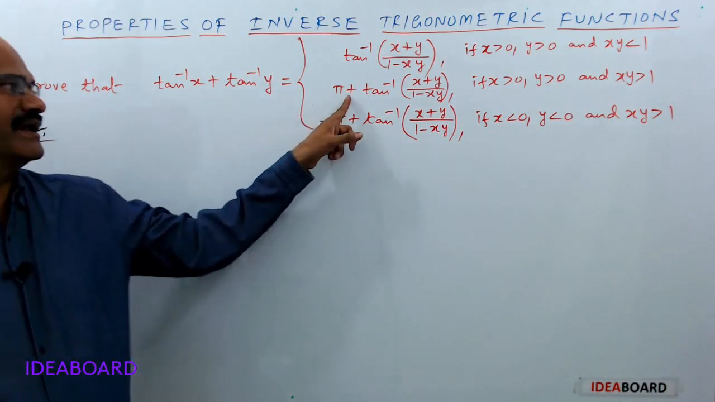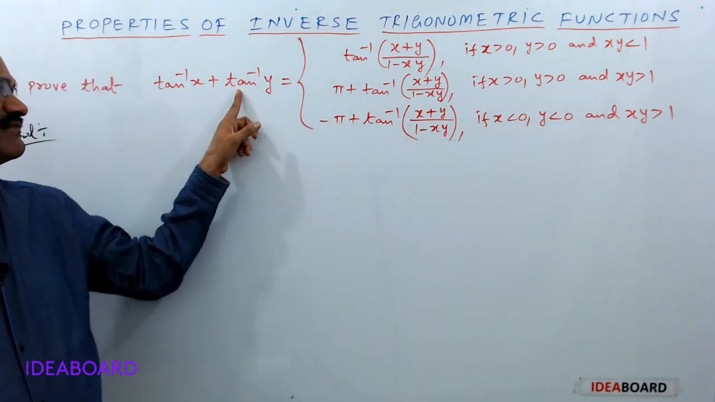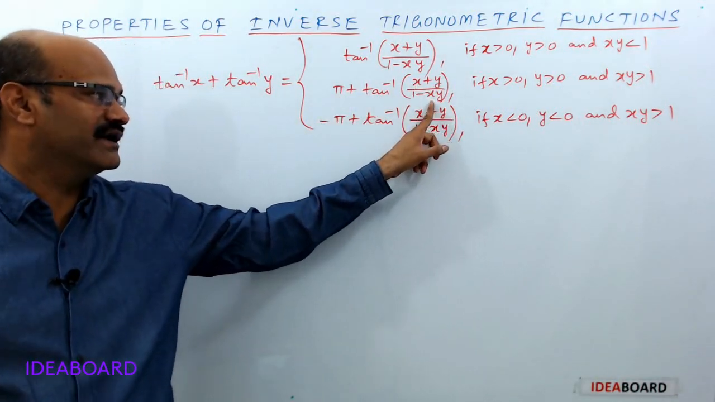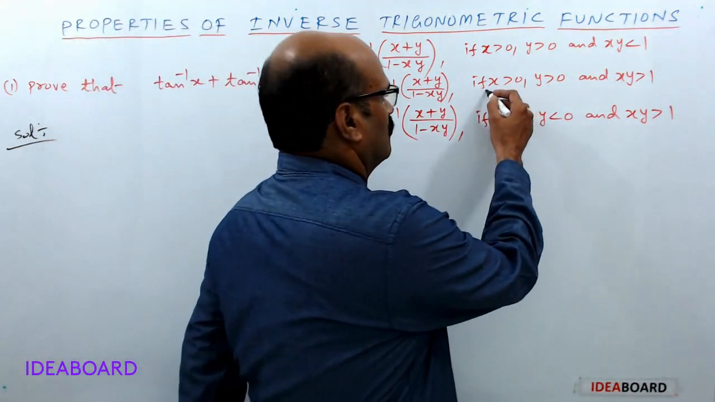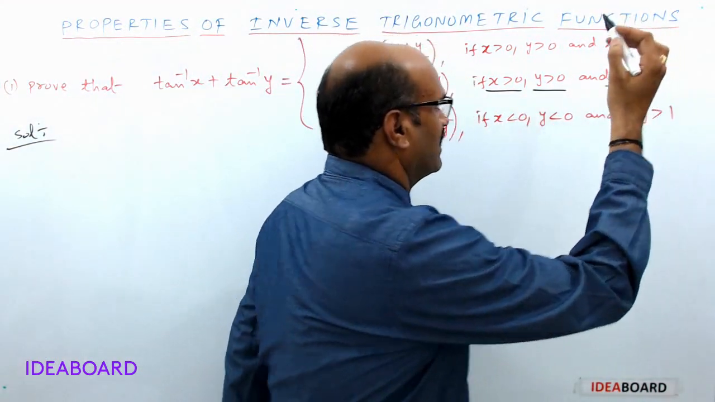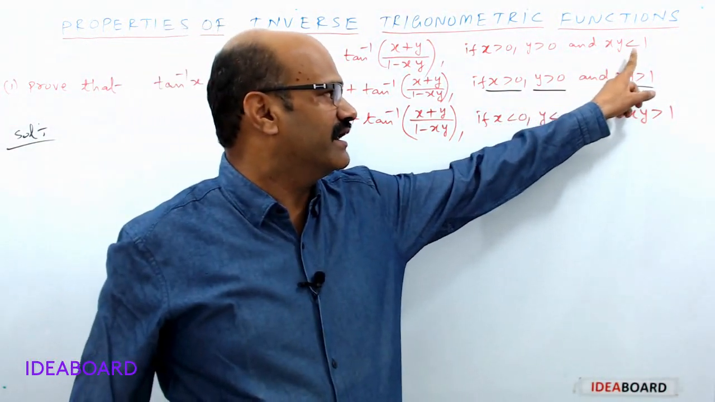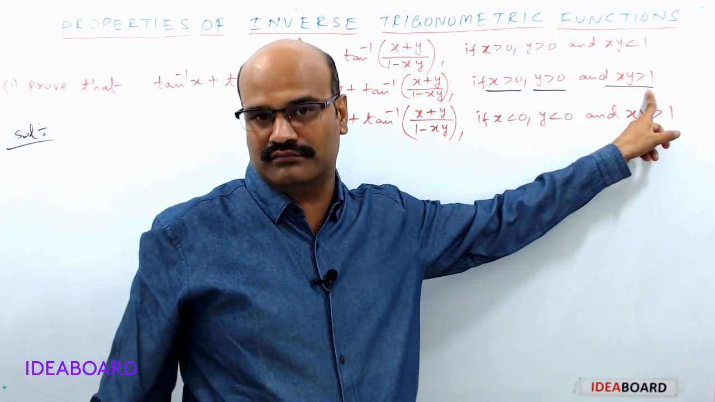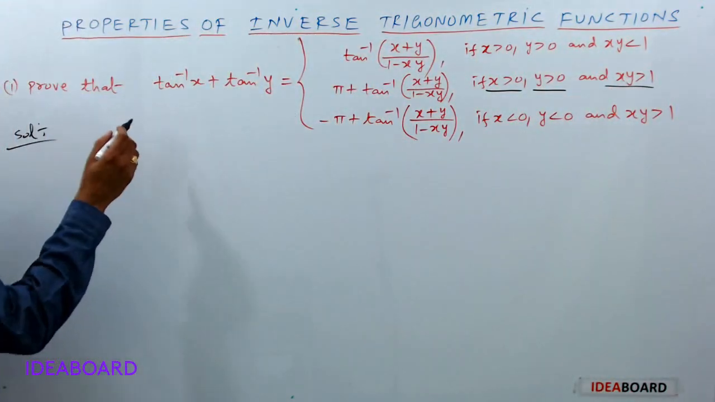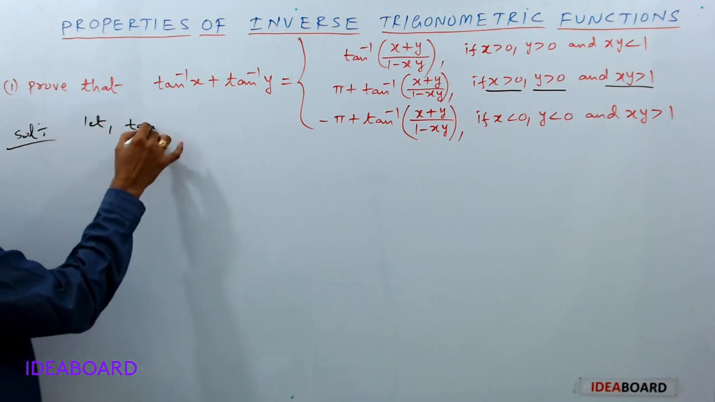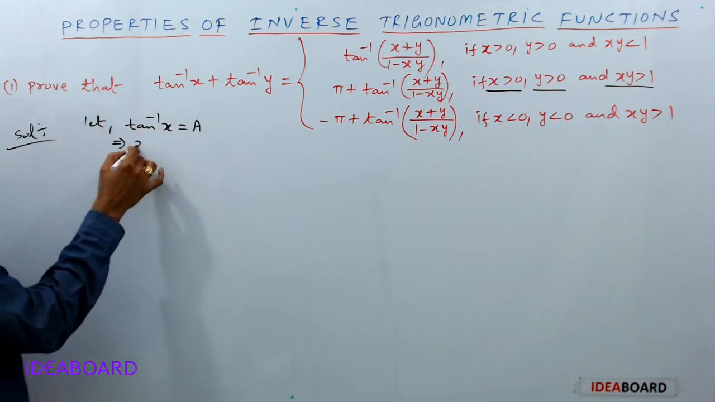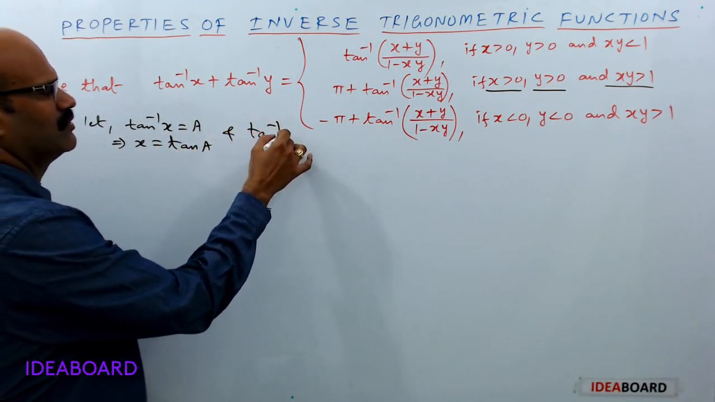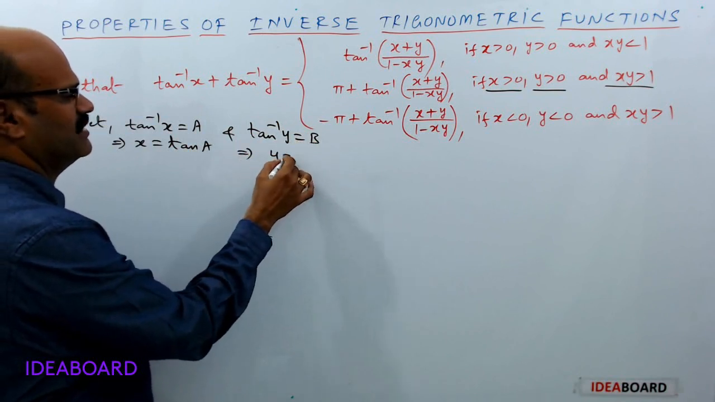Now, second case: we have to prove that tan inverse x plus tan inverse y equals pi plus tan inverse of (x plus y) by (1 minus xy), if x greater than 0, y greater than 0 and xy greater than 1. In the previous case we had x into y less than 1. Now here we have x into y greater than 1. Let tan inverse of x equal a. It implies x equals tan a, and tan inverse of y equal b. It implies y equals tan b.